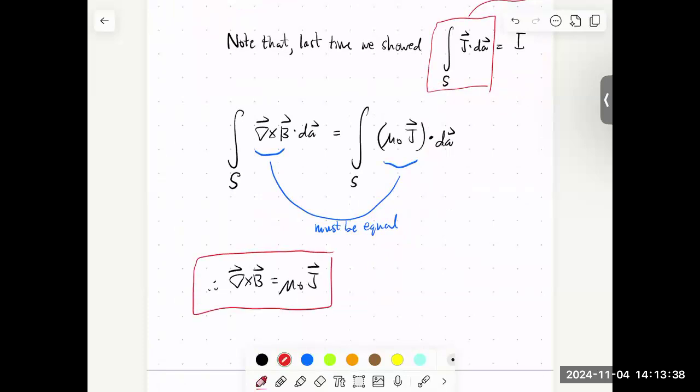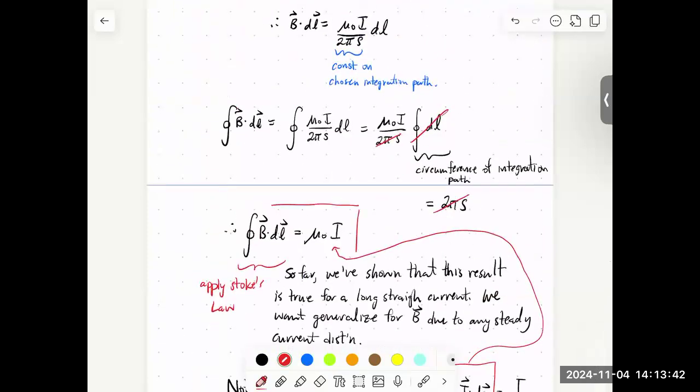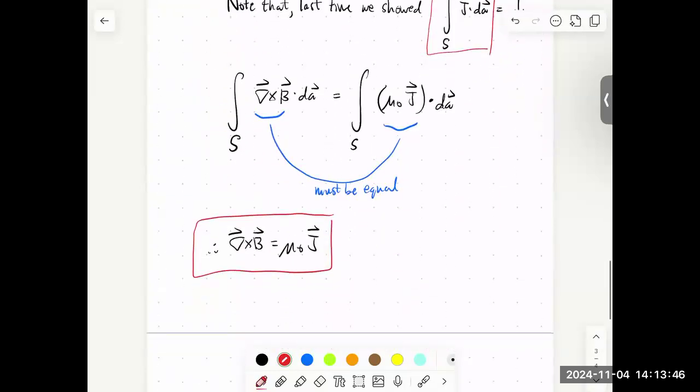Again, this result is true for our special case of a long straight current. We're going to try to show that this is generally true for B due to any distribution of current. And this will be the differential form of Ampere's law.